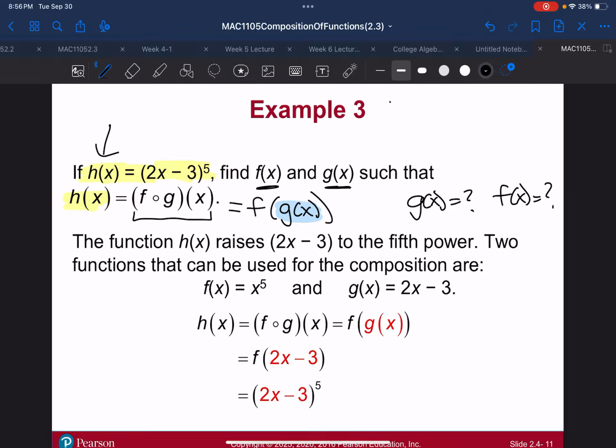So the best way to go about doing these is to look at the original function they give you here, 2x minus 3 all raised to the 5th power, and think about what looks like the inside piece of the function. So what do I mean by that? Let me erase this real quick. If you look at this function, 2x minus 3 is inside these parentheses. So I would think that that would be my inside function, because it's all being raised to the power of 5. So it's inside of those parentheses. So that could be my g of x.